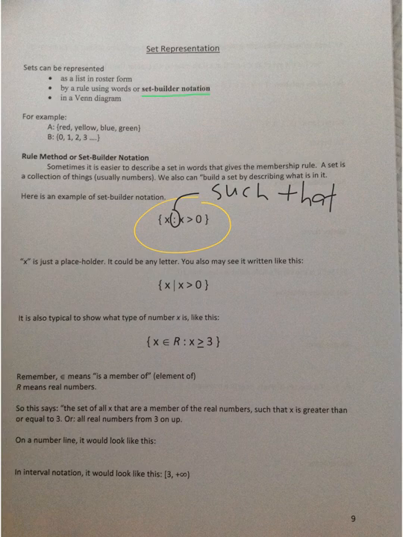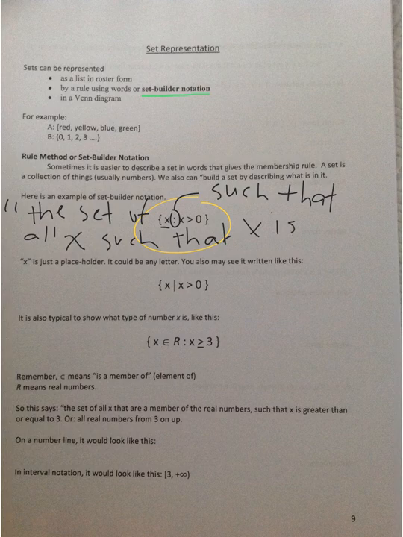The set builder notation that you see here reads as the set of all x, that's right here, such that x is greater than 0. My handwriting's not very good, but that's what this says. The set of x, of all x, such that x is greater than 0. X is just a placeholder. It could be any letter.